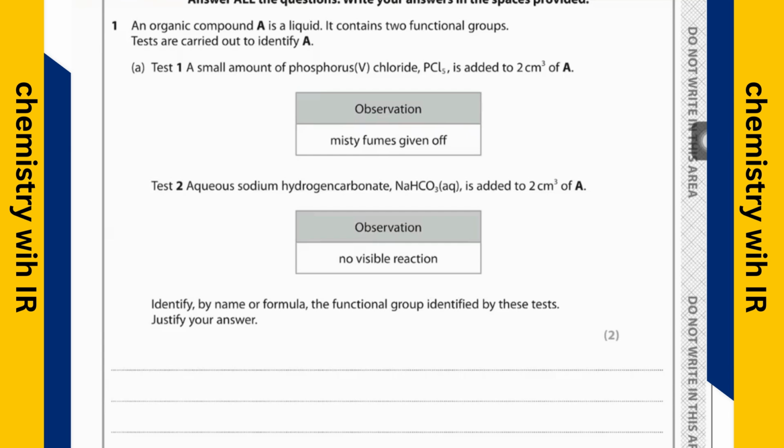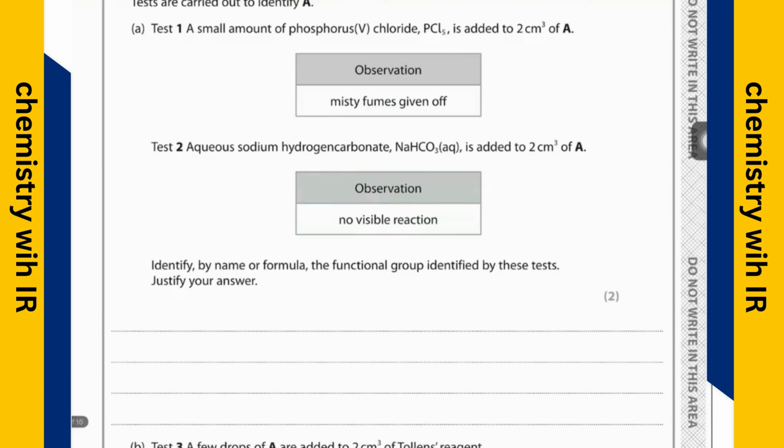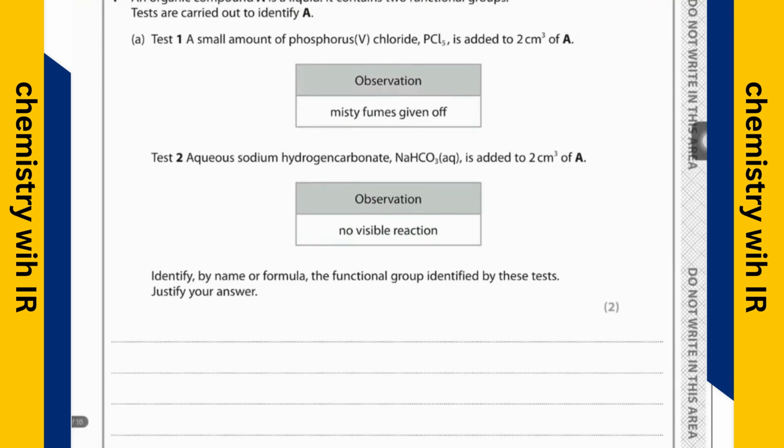You know, OH group, the carboxylic acid, alcohols, right? So it's due to the presence of OH group. Identify by the name or formula the functional group identified by these tests, and justify your answer. And also they are saying that it is going to react with sodium hydrogen carbonate, a weak base.